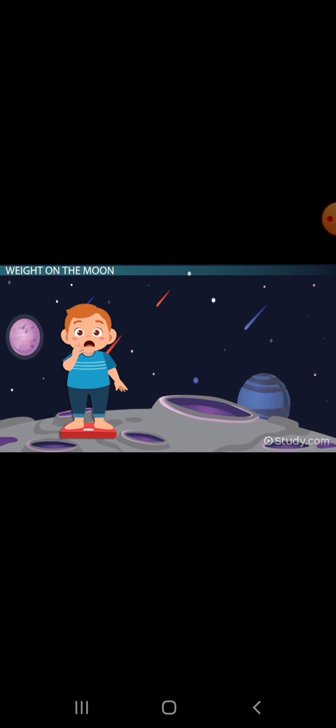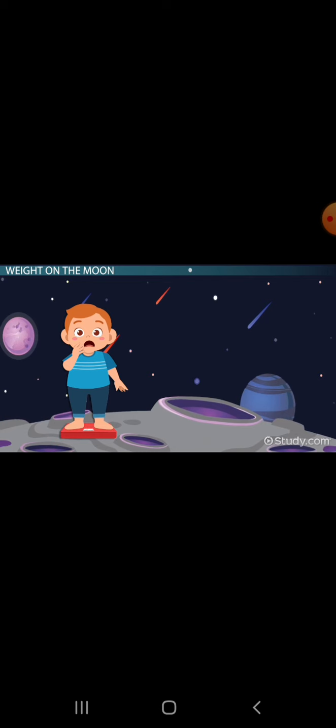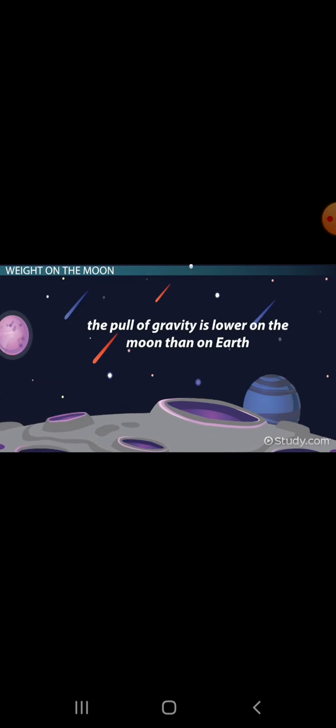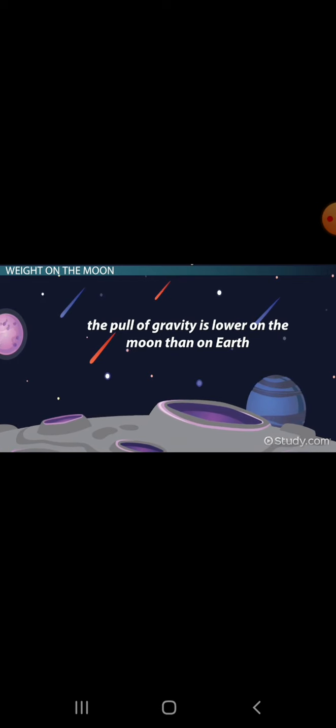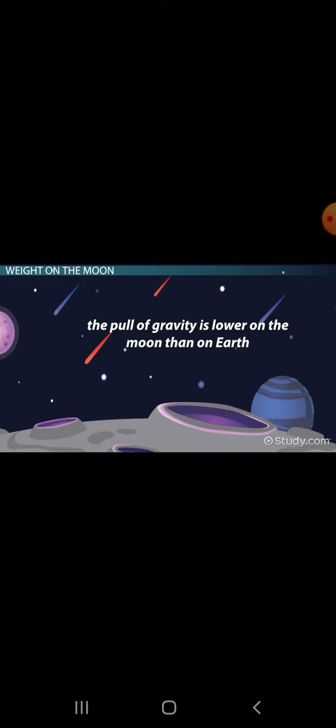weight measurement. In the beginning of this lesson, we mentioned that you would weigh less on the moon than on Earth. Is that because your body shrinks? Of course not. Your body has the same amount of matter wherever it is. However, the pull of gravity is lower on the moon than on Earth. Therefore, you would not exert nearly as much force on a lunar scale.